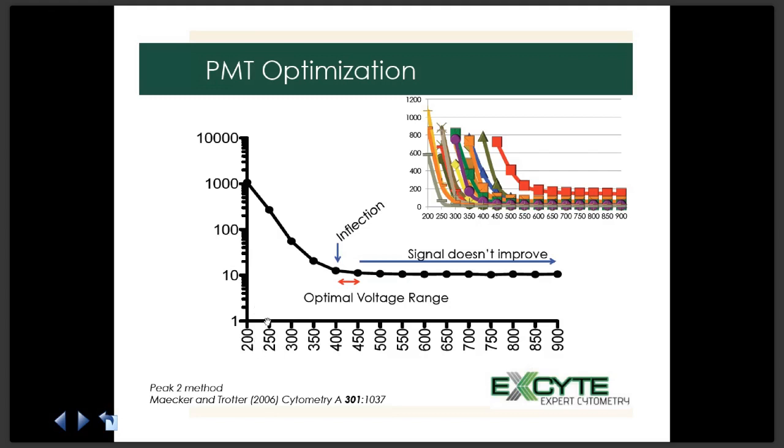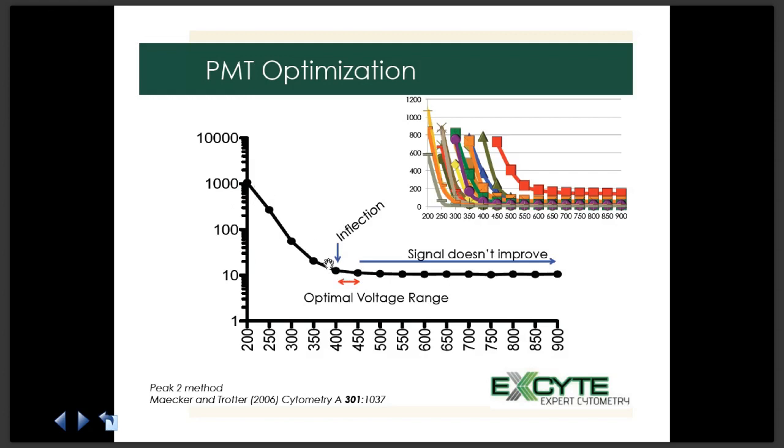You can see at low voltages, this CV is very, very high. This means the spread of the data is very wide. As we increase the voltage, the CVs start to drop. They go down and they hit an inflection point. And an inflection point, for those of you who remember your math, is a place where the slope of the line of a curve changes.